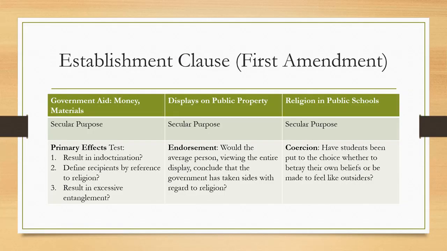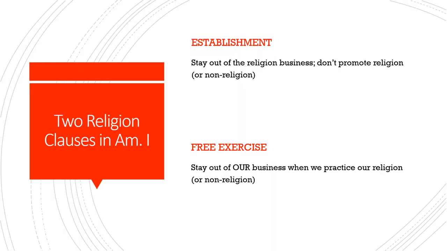Once you're done covering your text, you go ahead and sort out what kind of a fact pattern you're in. Is it government aid, or is it a display on public property, or is it something going on in schools? And you apply the appropriate test. Now, as I've mentioned before, at a macro level, when you're looking at the two clauses, the Establishment Clause is what you use when you think the government is promoting religion, and free exercise is what you use, generally speaking, when you think that the government is interfering.